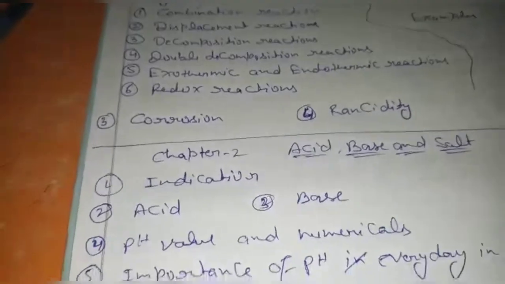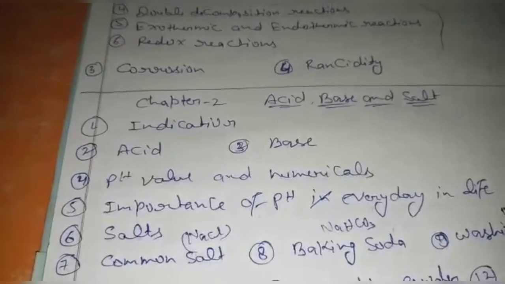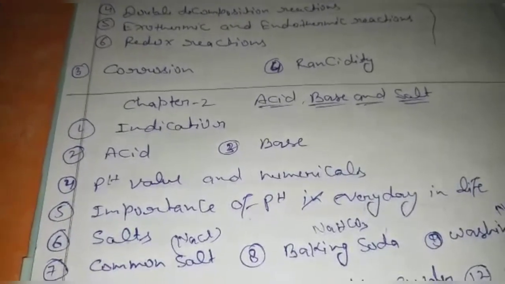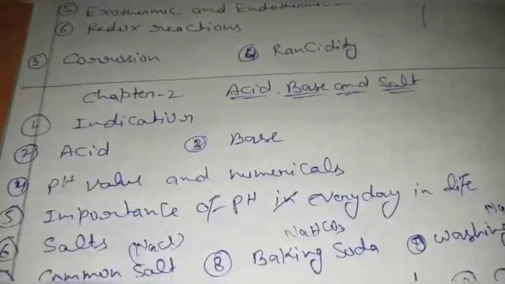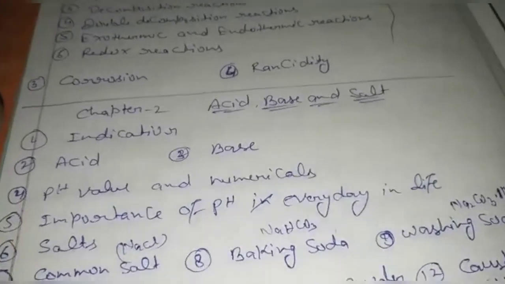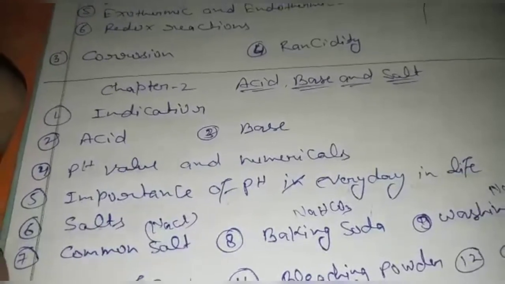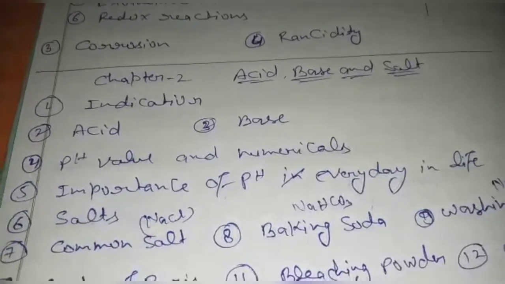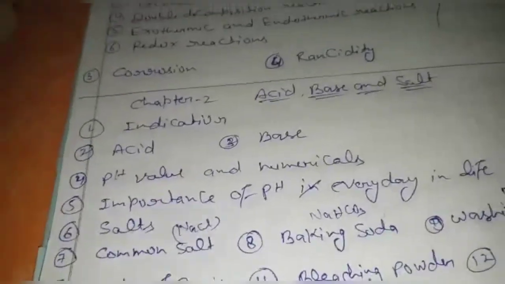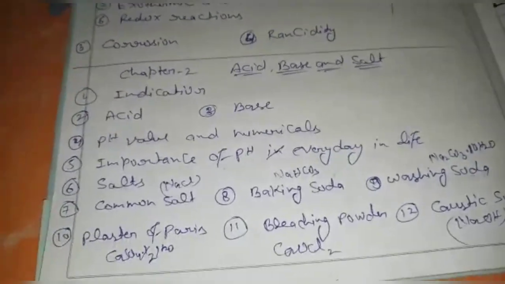In the second chapter, you have to learn indicators and their types with example, definition of acid, properties of acid, and example, definition of base, properties of base, and example, pH value with numericals, importance of pH in everyday life, types of salt, definition of salt, neutralization. What is neutralization reaction? You have to learn the definition of neutralization reaction. Okay. Neutralization reaction or precipitation reaction.